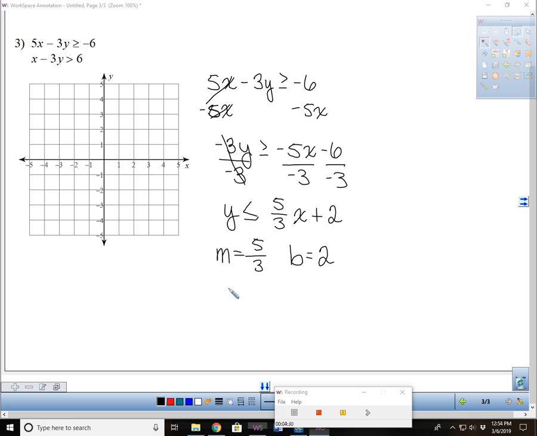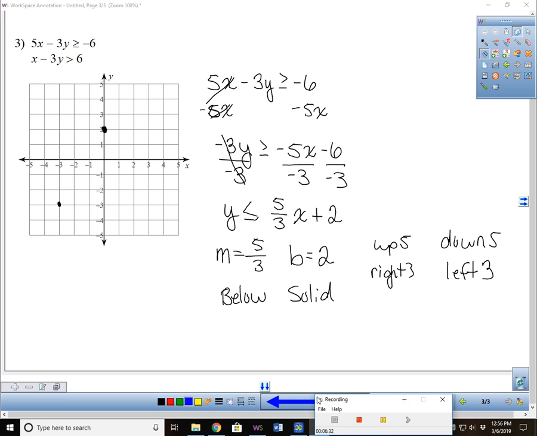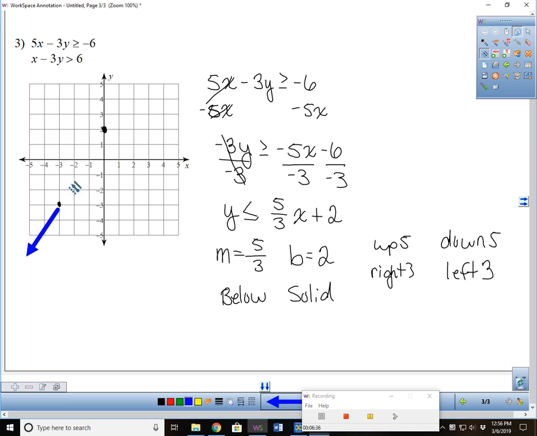All right. Since this y is less than, you're going to shade below. And since you have the equal to bar, you'll have a solid line. So we're going to start at 2. And we're supposed to go up 5 and right 3. But we can't go up 5, correct? So instead of going up 5 and right 3, we're going to go down 5 and left 3. So down 5, 1, 2, 3, 4, 5, left 3. And then you're going to have a solid line. And you're going to shade below.